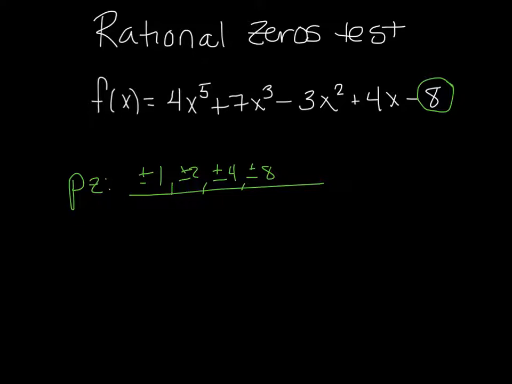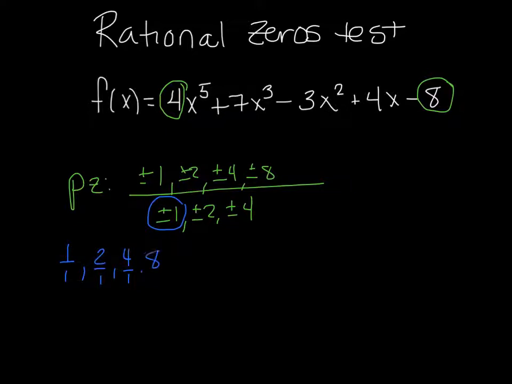Then for the denominator, we look at the factors of our leading coefficient, meaning the number in front of your biggest exponent, and this time it's a 4. So we look at those possibilities: 1, 2, and 4. And now for the actual numbers that could happen. I'm going to put all the numbers from the top over 1. So I've got 1 over 1, 2 over 1, 4 over 1, 8 over 1.